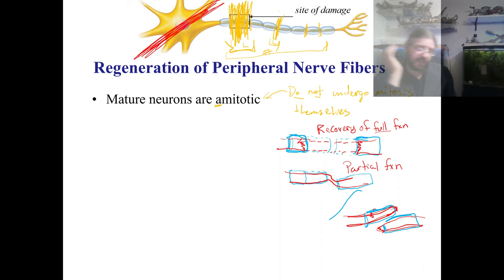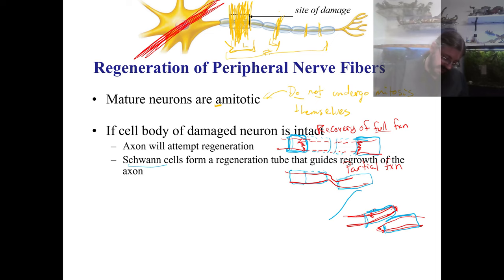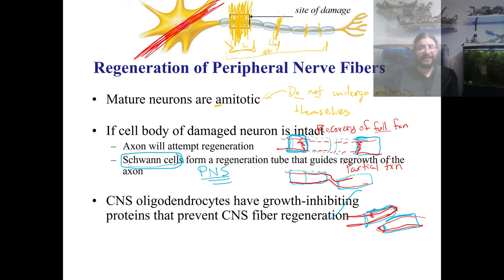So this has a lot to do with Schwann cells right here. Schwann cells are peripheral nervous system. This is important because this regeneration is primarily restricted to the peripheral nervous system. Damaged axons in the central nervous system face a bit of a challenge: the oligodendrocytes that do all the myelination literally inhibit fiber regeneration.